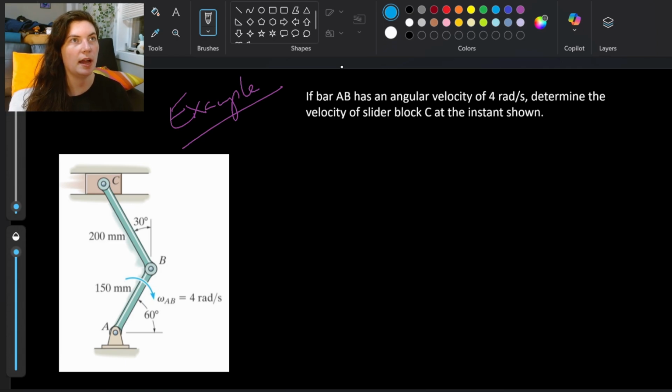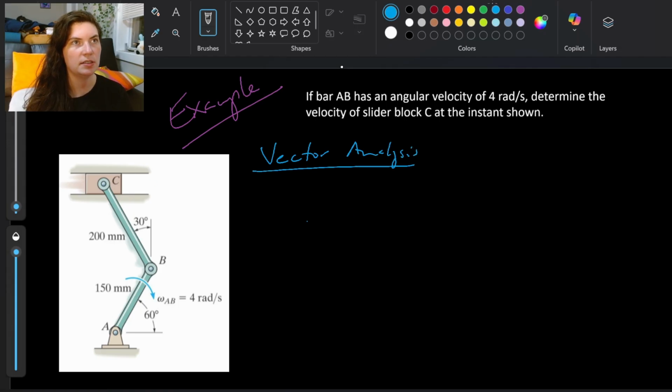So in this one we have: if bar AB has an angular velocity of 4 radians per second, determine the velocity of slider block C at the instant shown. So really at that pin connection at B, connecting bars AB and BC, we're going to want to split them up, right? Analyze AB and BC separately, see what's going on with each of them and how they're impacting each other. So to find that velocity of C, I'm going to do this one entirely in vector analysis.